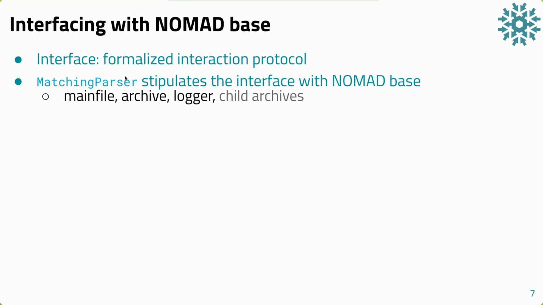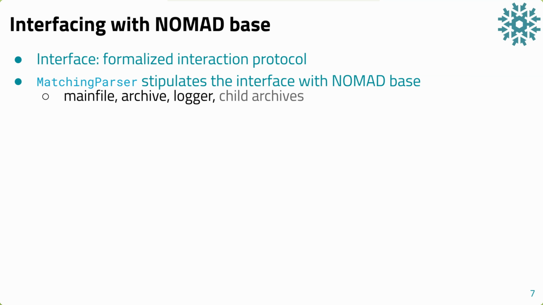Essentially, the main aspects that it covers are the main file to be passed. So what will happen is Nomad will identify within a folder all the kinds of main files that you have, and then it will pass them one by one through. Then there is also the archive, which is a kind of intermediate data object that will eventually be written to disk. And this is what is actually stored on the database side.